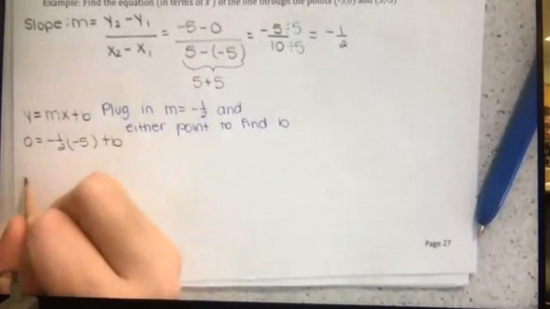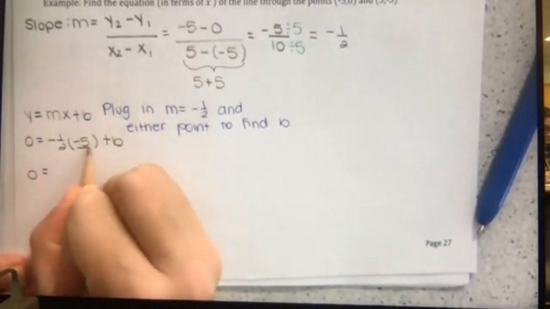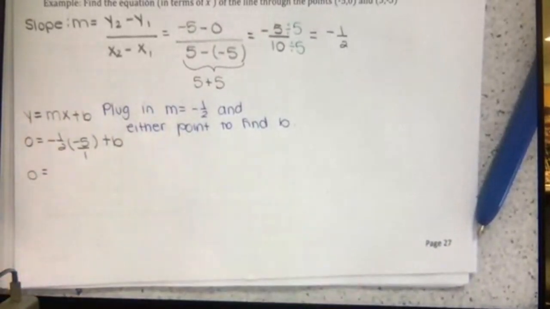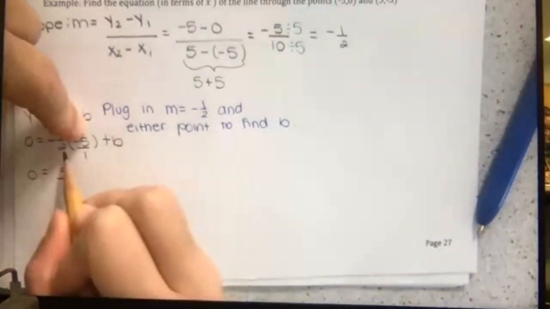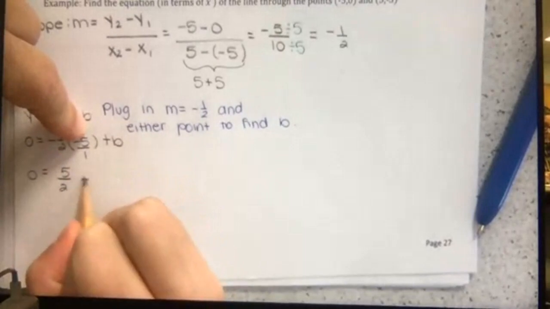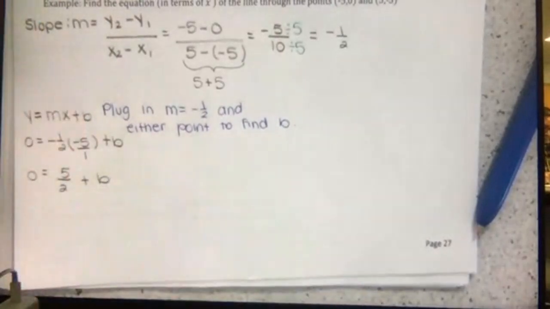All right, so 0 equals -1/2 times -5. If it helps you to put it as -5 over 1, go for it, so that way it's top times top, bottom times bottom. So up top, -1 times -5, which is +5, all over 2 times 1, which is 2, plus b. So 0 equals 5 over 2 plus b.